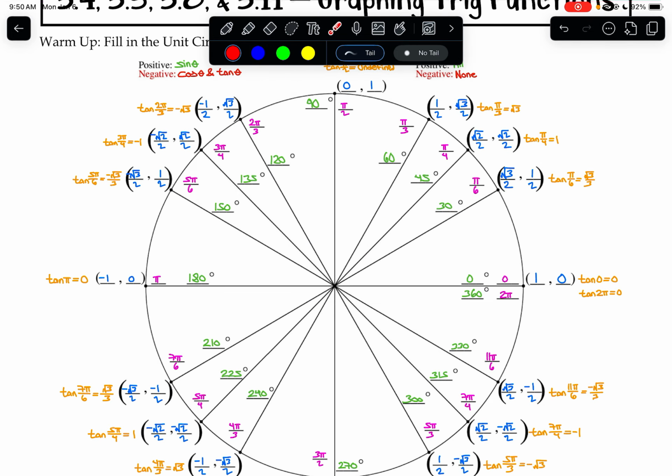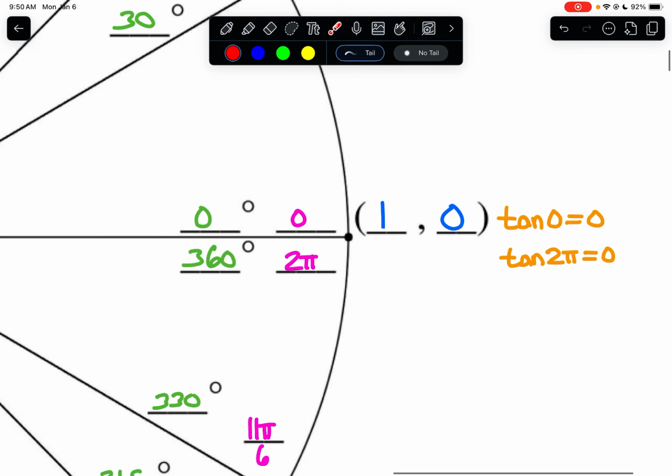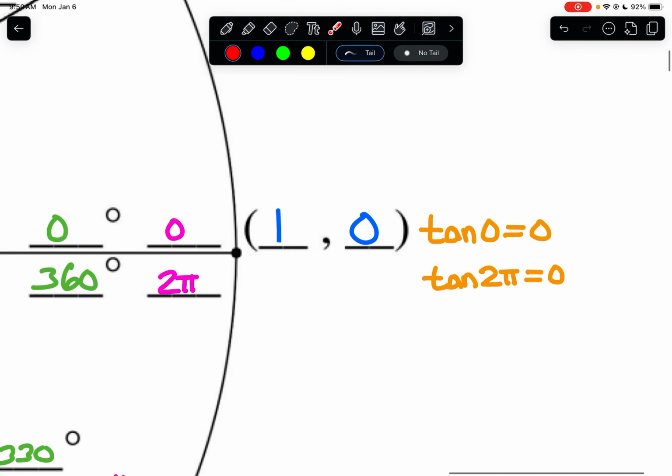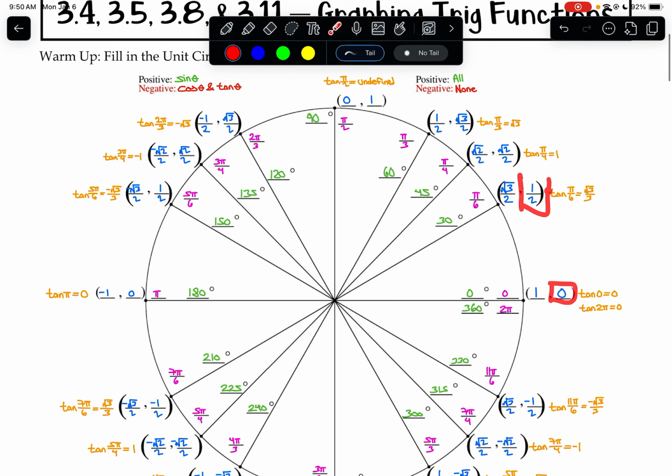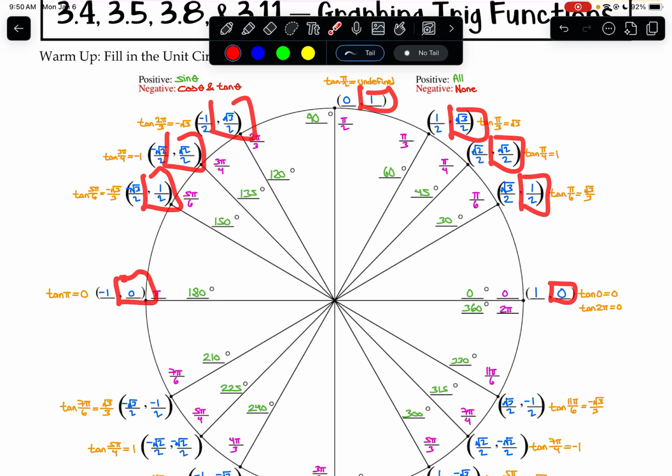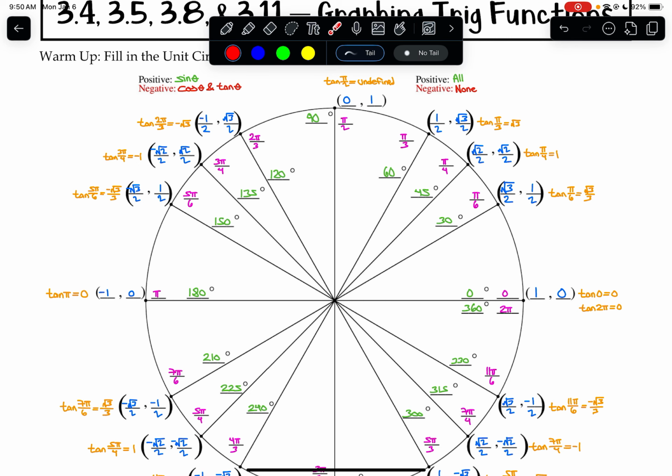So what I want to do is let's look at the sine values. We're going to start with the y values. If I look at the y values, we're going to go from 0 to 1/2 to root 2 over 2 to root 3 over 2 to 1, and so on. But notice we only have to go halfway around to go from 0 to 0. So there's a first repeating value.